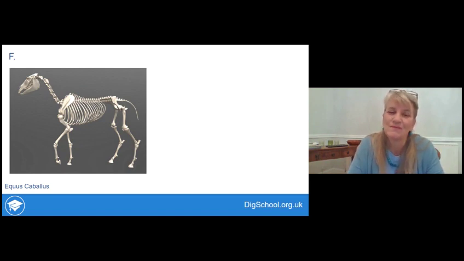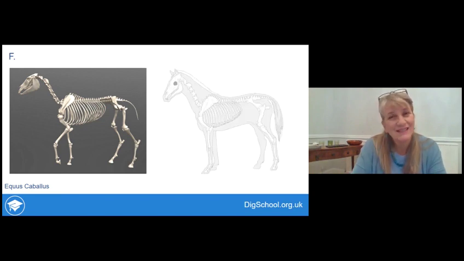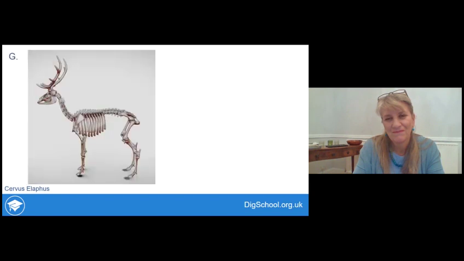Here's the next one, Equus caballus. Okay, you've had a chance to have a think about Equus caballus, and it is, to make it a bit more obvious, a horse. Again, slightly different shape. And now I wonder if you'll get this one. Here's the Cervus elaphus.